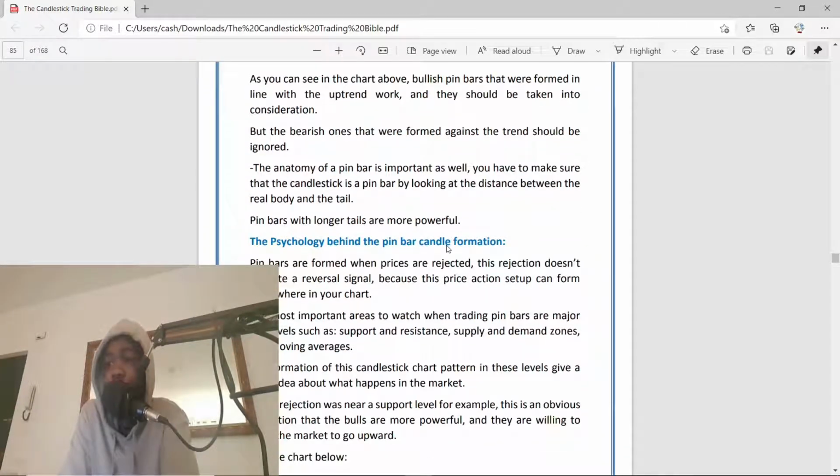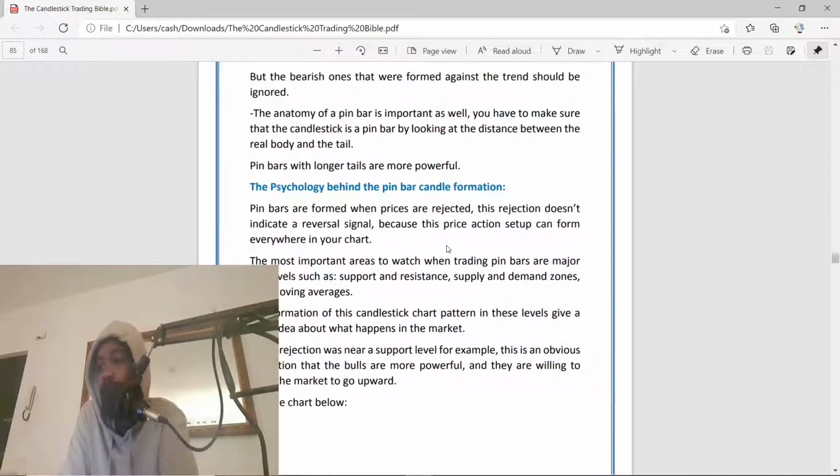The psychology behind the pinball candle formation. Pinballs are formed when prices are rejected. This rejection doesn't indicate a reversal signal, because this price action setup can form everywhere in your chart. The most important areas to watch when trading pinballs are major key levels such as support and resistance, supply and demand zones, and moving averages. The formation of this candlestick chart pattern in these levels gives a clear idea about what happens in the market. If the rejection is near a support level, for example, this is an obvious indication that the bulls are more powerful and they are willing to push the market to go upward.